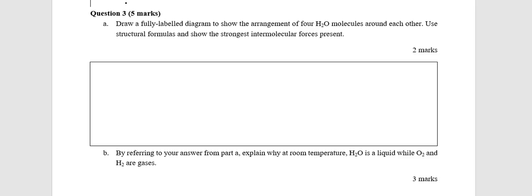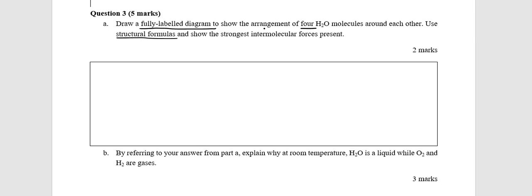So question 3, you need to draw a fully labeled diagram and you need to show the arrangement of 4 H2O molecules around each other. We need structural formulas, which means that you don't need to show the lone pairs of electrons, and you also need to show the strongest intermolecular forces present.